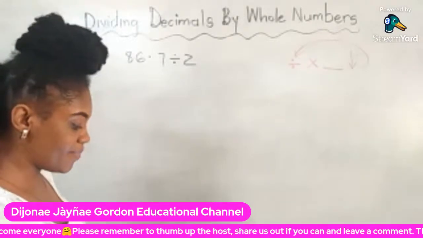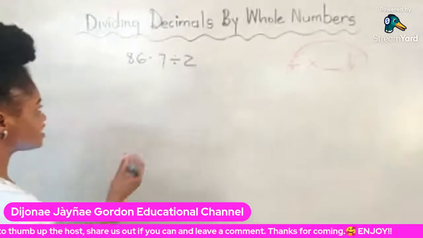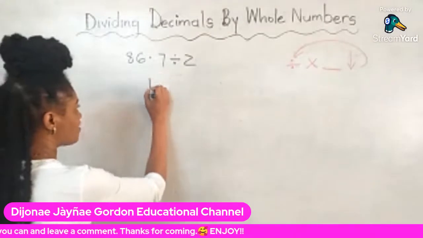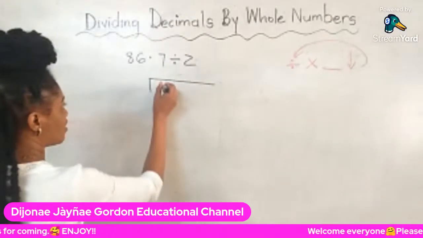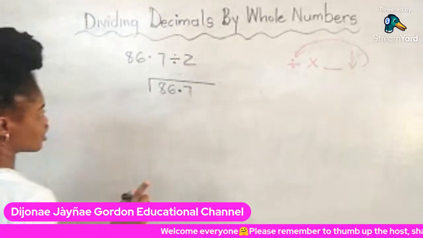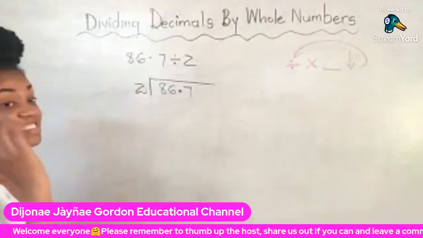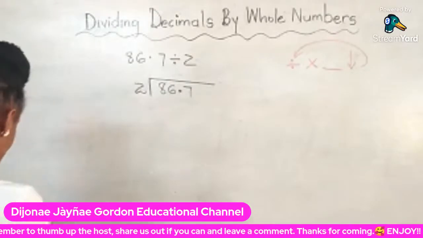All right, look at me now. Look at me carefully. First, you have to do what is right, which is to set the problem out. I'm going to go right ahead and set the problem out. 86.7 is known as your dividend, and of course, 2 is known as your divisor. All right? So that's the first thing.